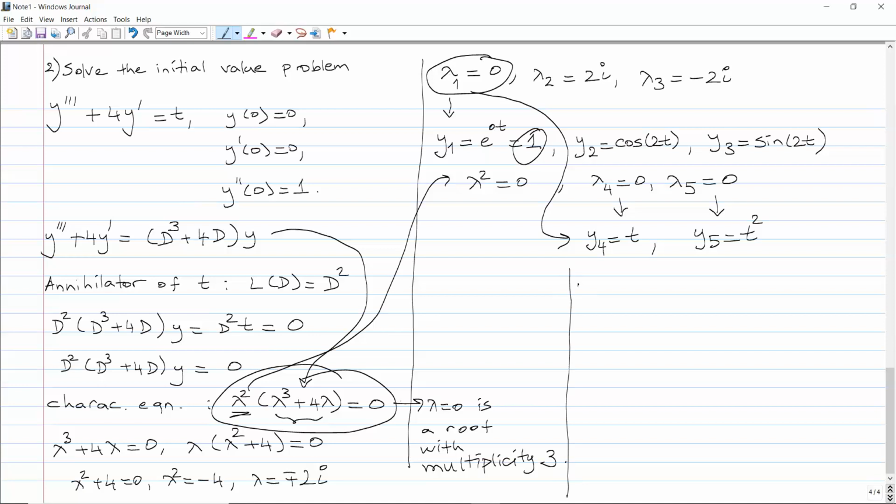Okay, so the general solution then: y equals c1 times the first function, constant 1, plus c2 times cosine of 2t, plus c3 times sine of 2t, plus c4 times t, plus c5 times t squared.